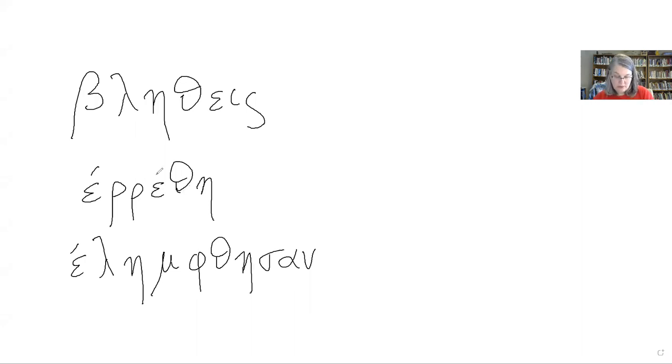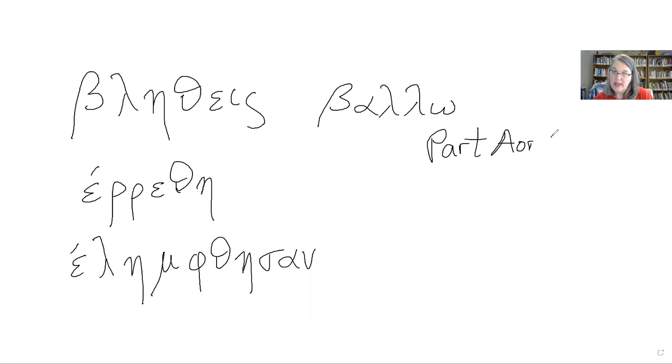Okay, so number 4, we have blethes, and here the verb is ballo. This one clearly is not as easy to recognize. This is a participle ending, so we have a participle that is, because the stem has changed, we know it's aorist passive, and it's nominative masculine singular.